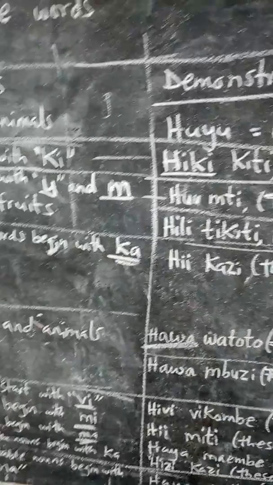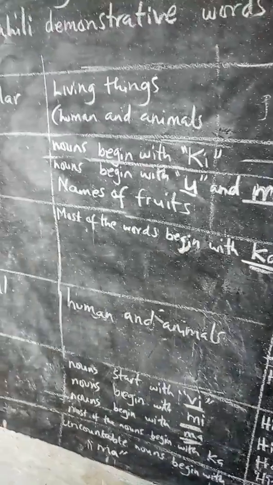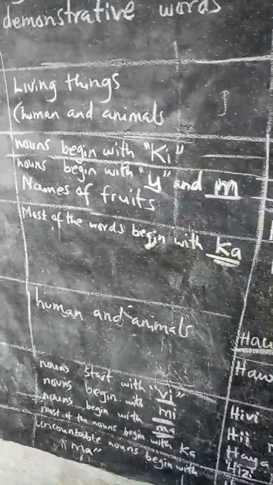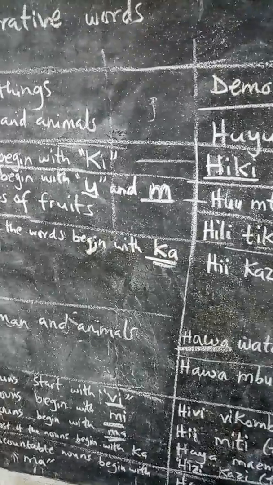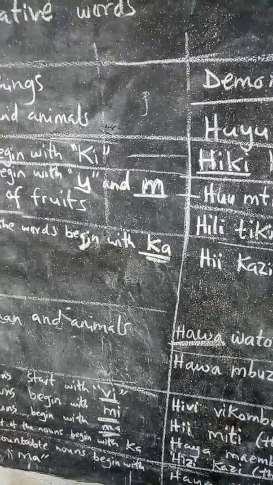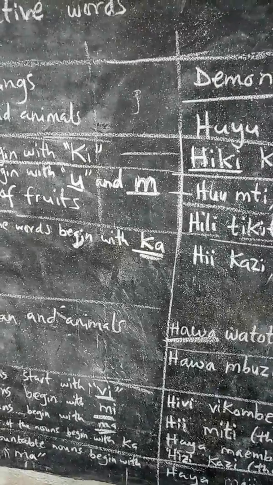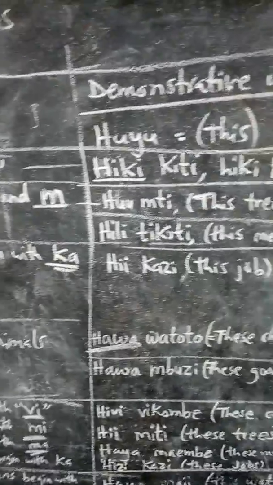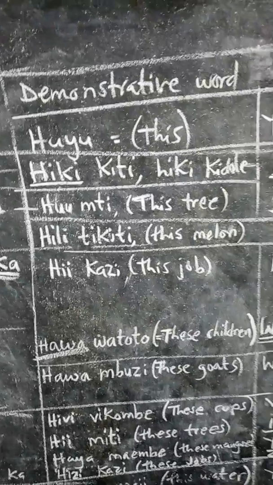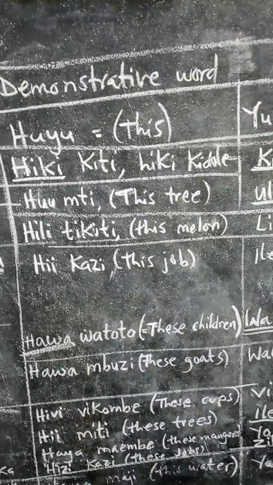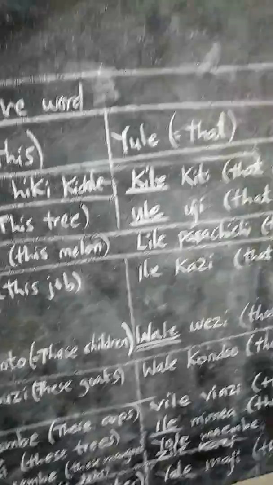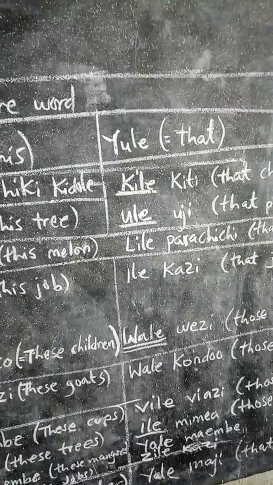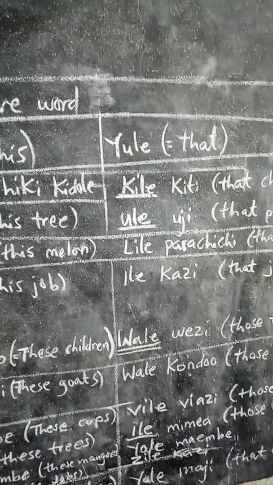All right, we have the words that are some names of the fruits. Most of the fruits start with li, such as tikiti. They are demonstrated by the word hili to mean this. Hili tikiti, this melon. Hili embe, this mango. Hili pera, this guava. That, in this case, will be lile: lile parachichi, that avocado.